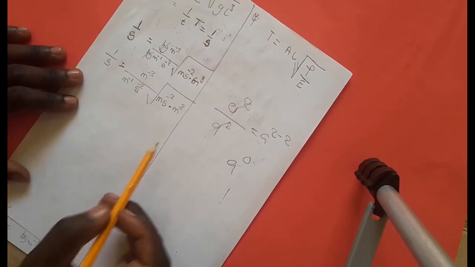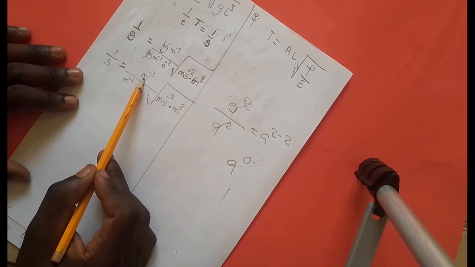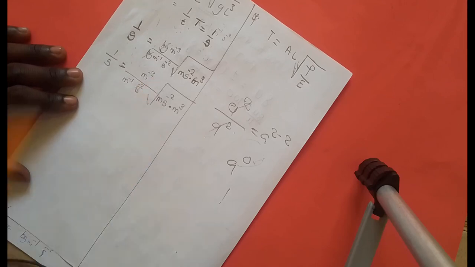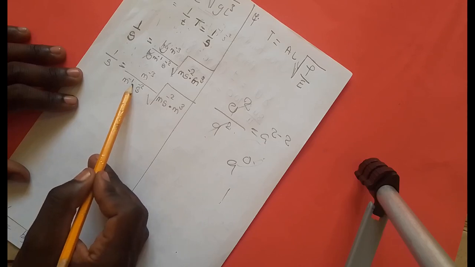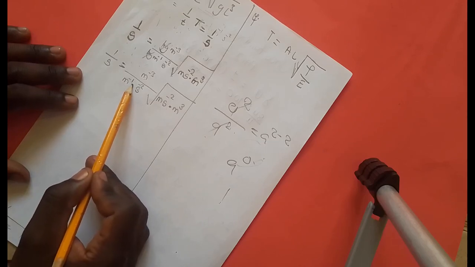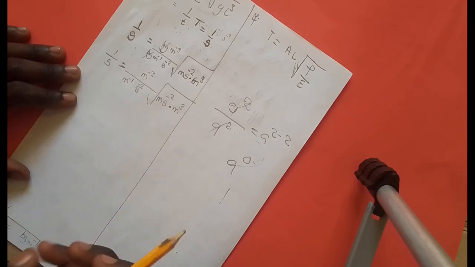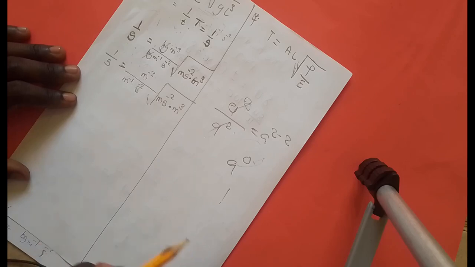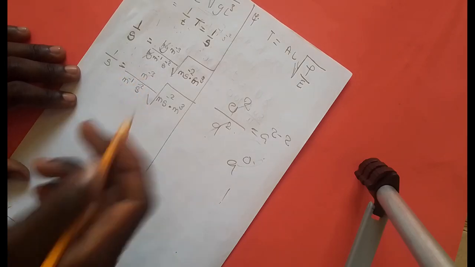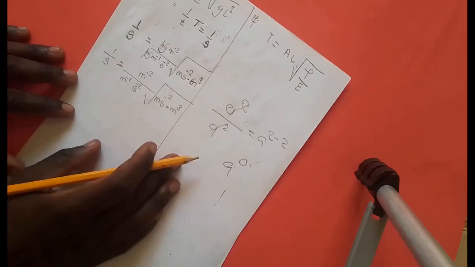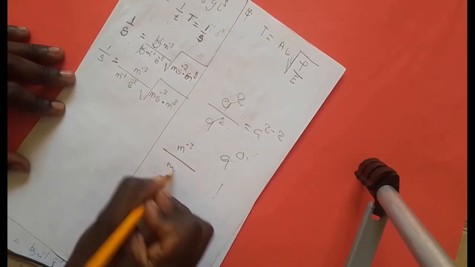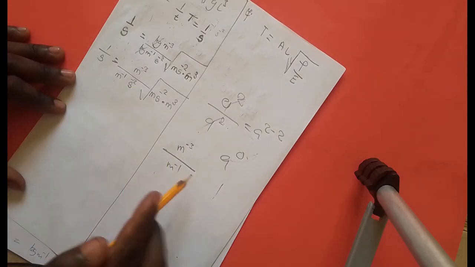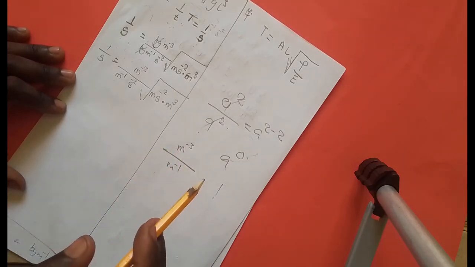In this case, we have m to the power negative 3 divided by m to the power negative 1, right? So what are we going to do here? If we simplify these, this is m to the power negative 3 divided by m to the power negative 1. What do we do? We subtract the powers, right?